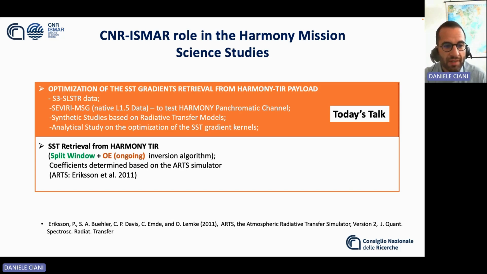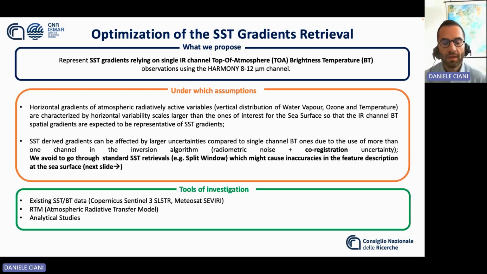And to perform this exercise, we have been mostly taking into account existing data of sea surface temperature or brightness temperature. We have used some numerical modeling based on radiative transfer models, and we also performed some simplified analytical studies to assess the optimization of the SST gradient computation.